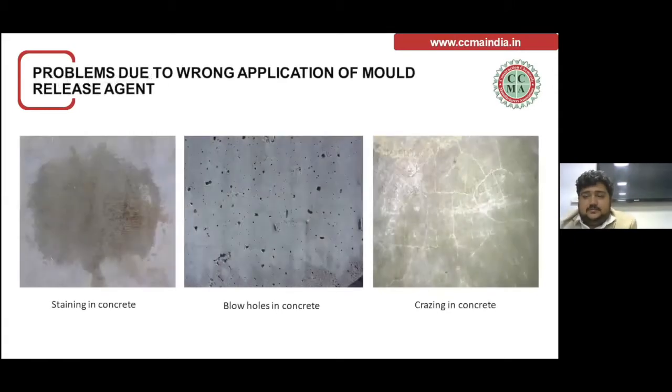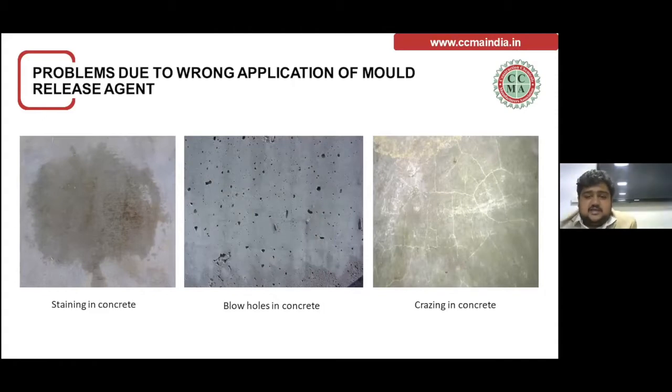So these are problems arising due to mold release agent. The first picture you see here is the stain on concrete, and this happens because of over-applied mold release agent or burnt oil being used over here. And what you see here is that this stain will be there for a very, very long time.